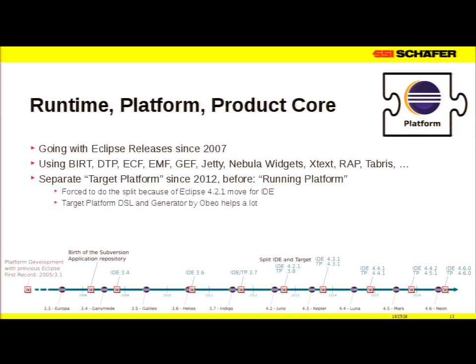So that's actually the point where we split out the target platform. Before that, in the dark Middle Ages, we were not even using a target platform. So we were developing against the running platform. And actually, we were forced to split because of E4. And looking back, this was the best decision ever, of course. Whoever you ask who knows about target platforms, he will tell you, you need to use it. It's just not possible to work without the target platform. And yes, that's true. So if you get the chance, create the target platform.